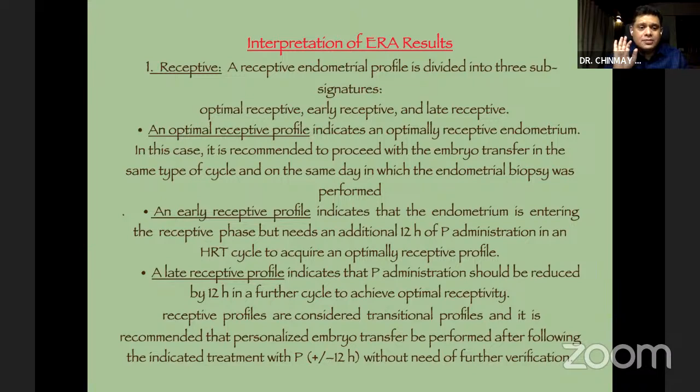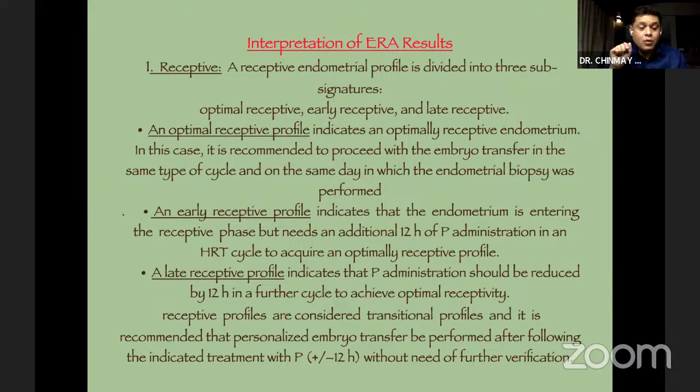So I'll give you a nice analogy. Imagine a train station where you are standing and the train is coming. The train which has arrived exactly at the point where you are standing is the perfect spot, that is receptive endometrium. The receptive endometrium is again divided into 3 points: optimally receptive, early receptive, and late receptive. You will often find many companies are not giving reports accordingly, but this is how it should be reported.